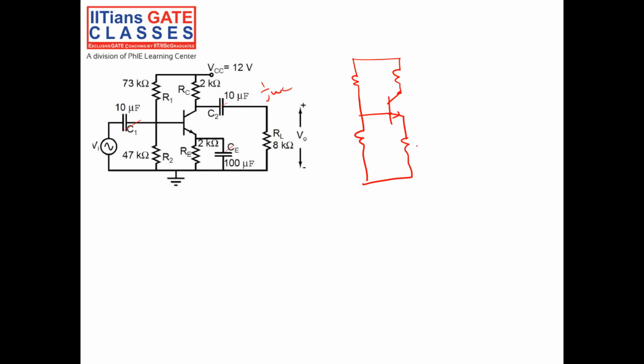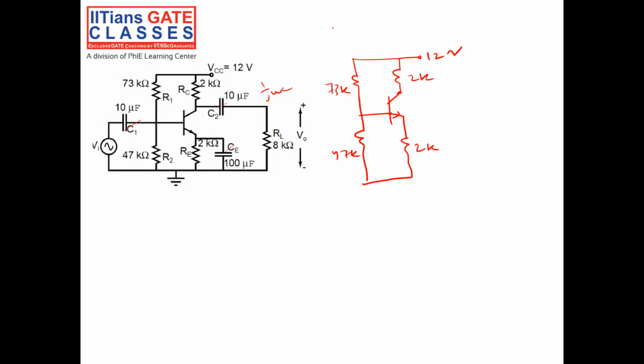So this is 2K. This is 47K. 73K. This is RC, how much? Guess, 2K. This is 12 volt. That's all, right.